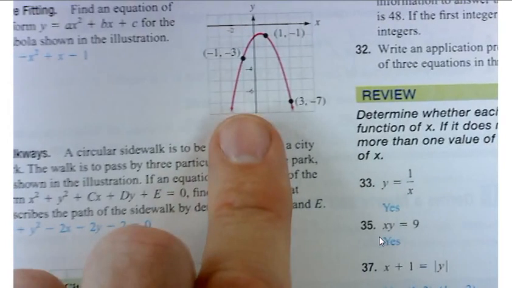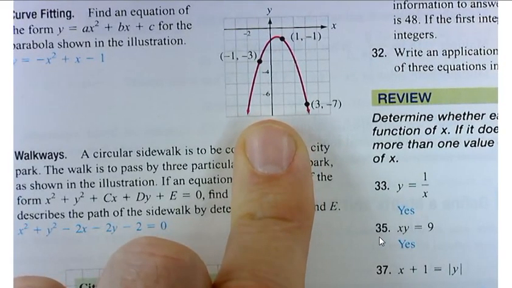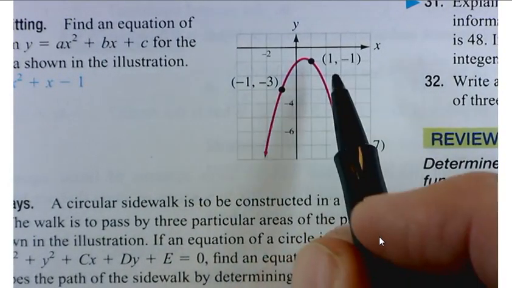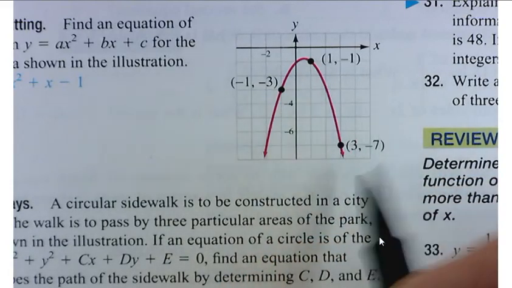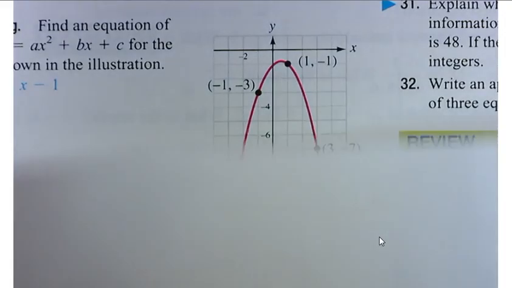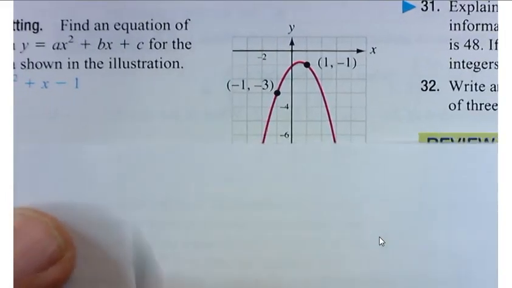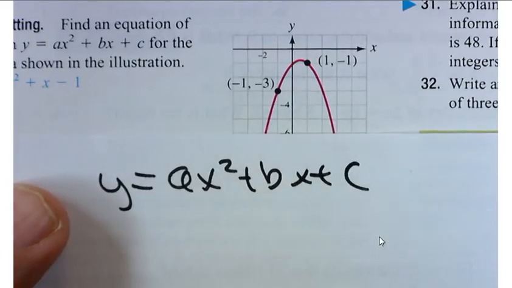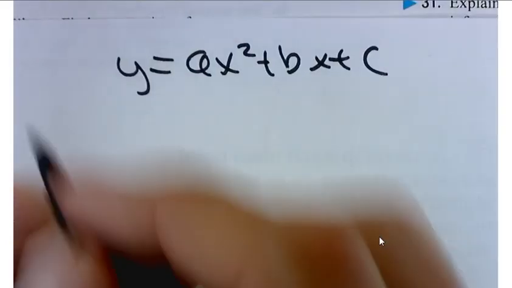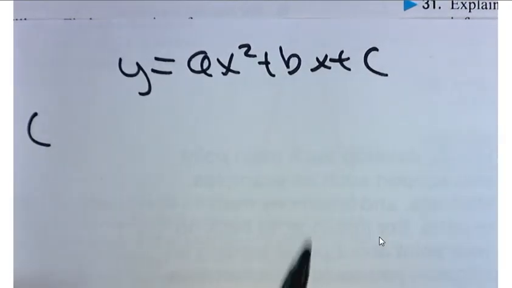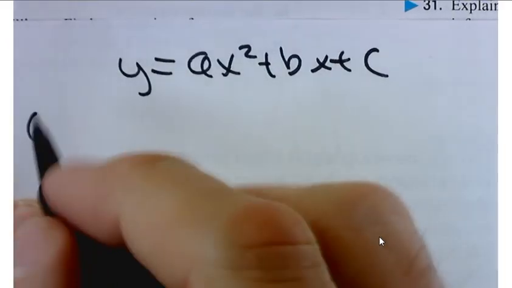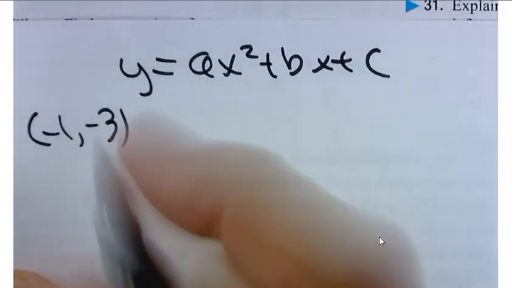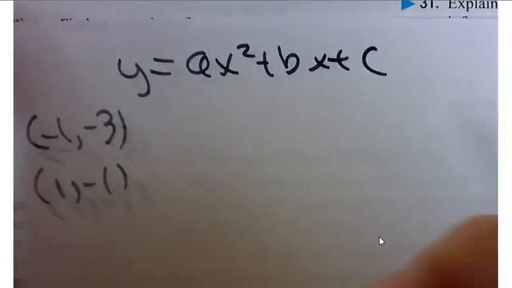So in this problem, I want to figure out the equation of a parabola that passes through these 3 points: negative 1, negative 3; 1, negative 1; and 3, negative 7. So let's figure out a system of equations for that. It's going to start by remembering that y equals ax squared plus bx plus c is a very general form of a parabola. And let me write down the three different points, negative 1, negative 3, 1, negative 1, and 3, negative 7.